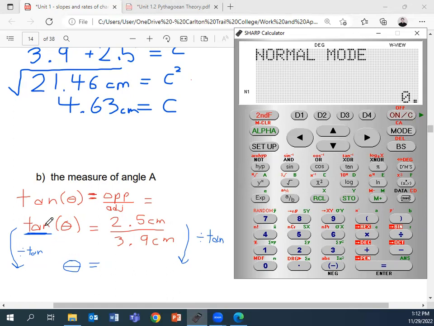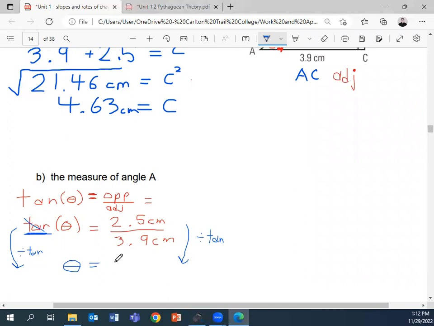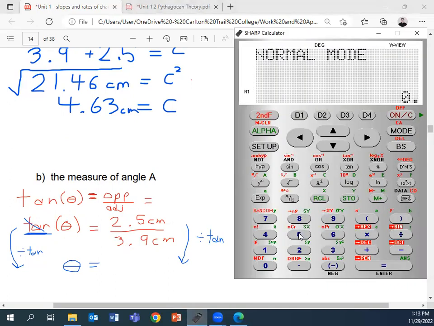That's technically what we're doing. We are taking tangent. We're going to divide tangent from both sides. This is going to get canceled out. We're just left with theta equals an answer. So how I do this, put your fraction in there again. 2.5 over 3.9. Press your equal sign, right? Now we have an answer. Our calculator remembers that there's something important here. So 2.5 divided by 3.9.